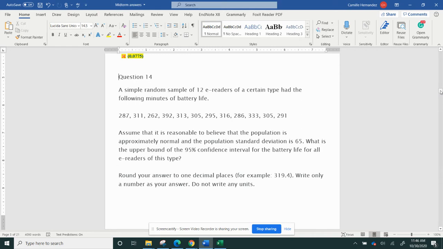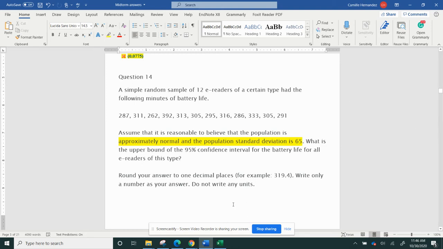So a simple random sample of 12 e-readers of a certain type have the following minutes of battery life, and it gives you the battery life in minutes. Assume that it is reasonable to believe that the population is approximately normal and the population standard deviation is 65. What is the upper bound of the 95% confidence interval for the battery life of all the e-readers? What's really important in this sentence is approximately normal and the population standard deviation is 65.